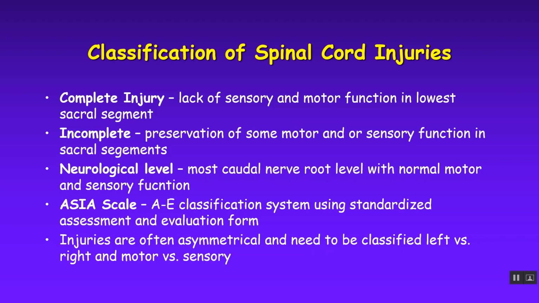So you might have injured a certain vertebral body, say a C5 vertebral body burst fracture, but your actual neurologic level is defined by the level of neurologic function you have. That's defined as the most caudal, the most lower nerve root level with normal motor and sensory function. That's how you define the neurologic level of injury.